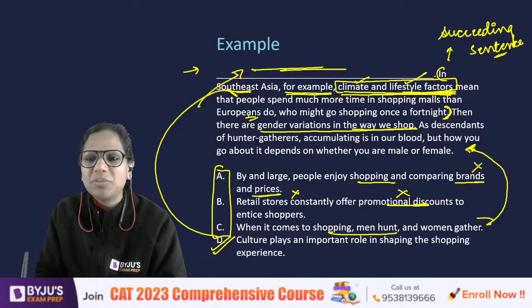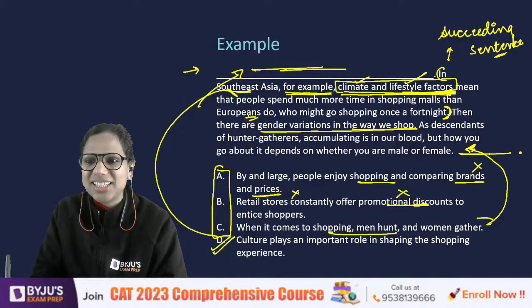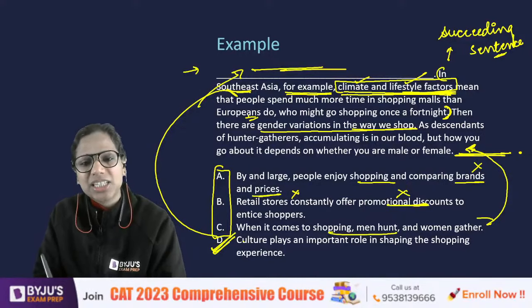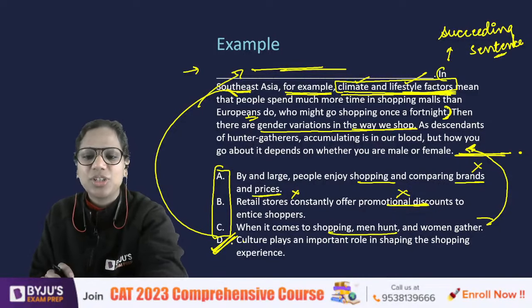When it comes to shopping, men hunt and women gather. This could be the last sentence, in fact. Okay, the sentence that can be plugged in here. It is D. That is the answer. Good. Divij, Vinay, absolutely correct.